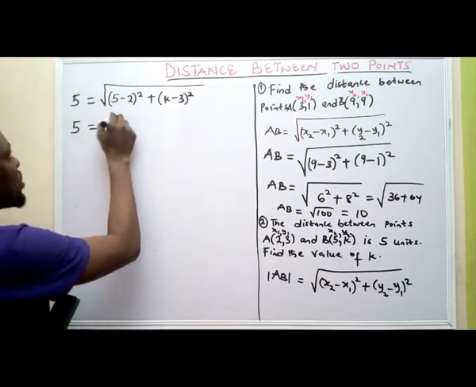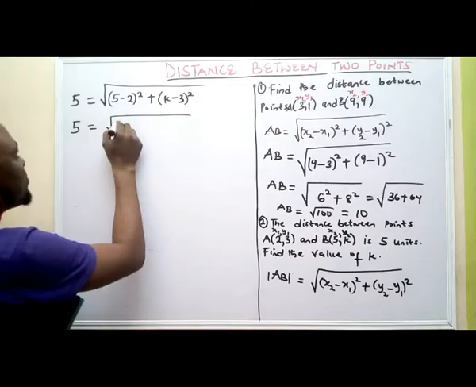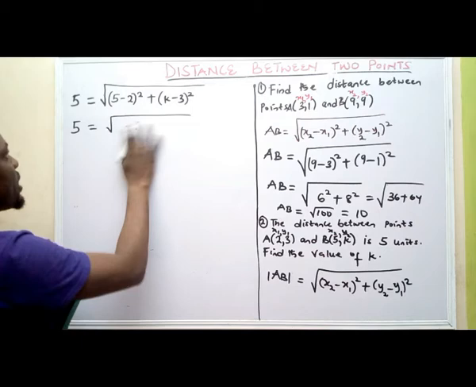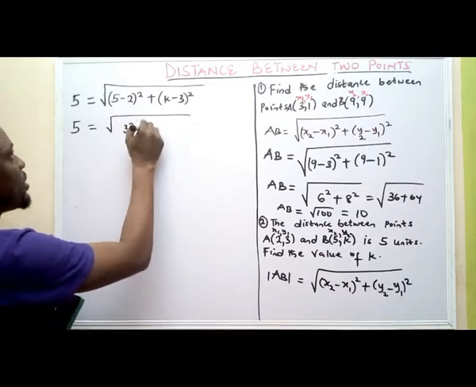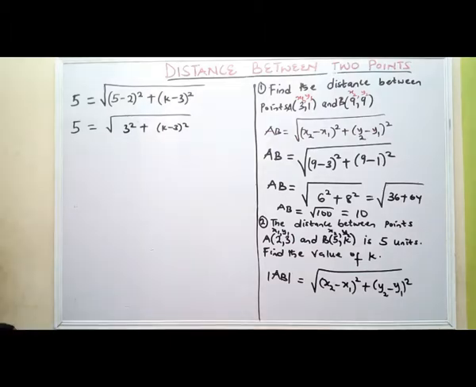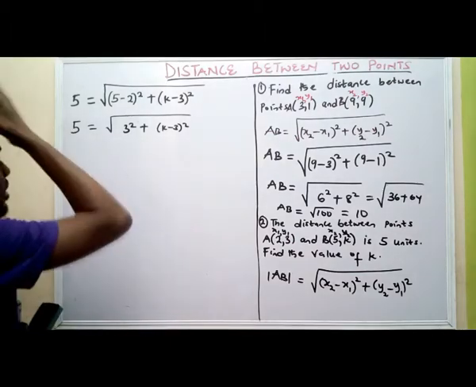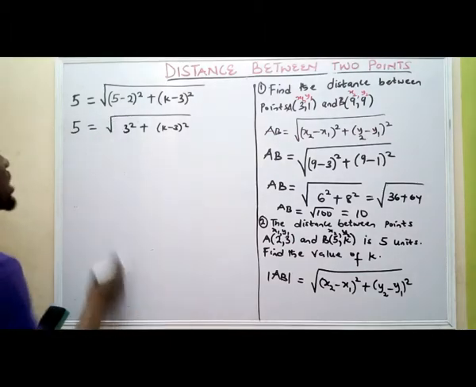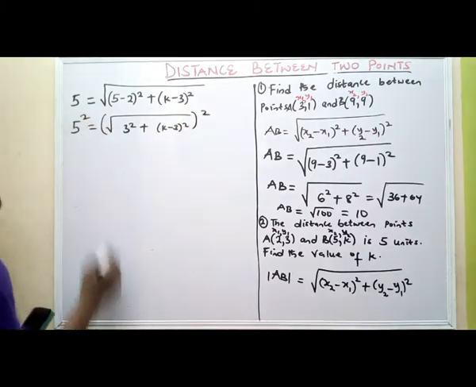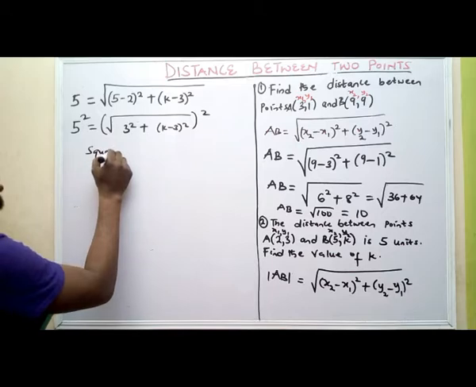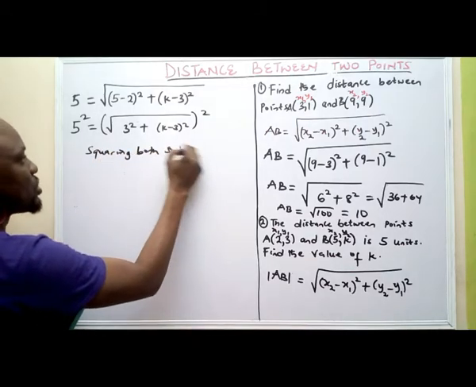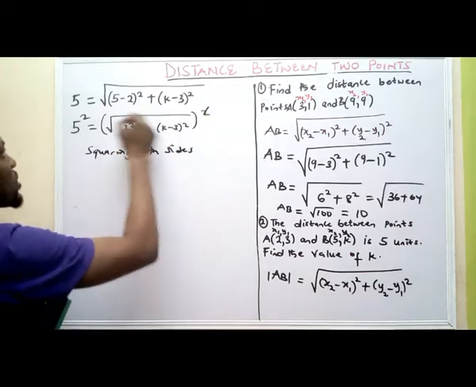So this is 5 equal the square root of 5 minus 2, that is 3 squared, plus k minus 3 all squared. So all I need to do, I have to remove this root. I'll find the square of both sides. Squaring both sides to remove the root. So this will cancel the roots.